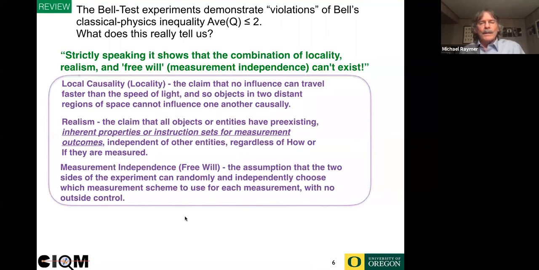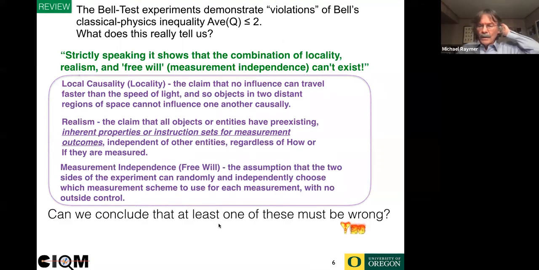And measurement independence says that the two sides of the experiment can randomly and independently choose which measurement scheme to use for each measurement, with no outside control or tampering, or as in an election, we would call it rigging. So, but only if we assume that all three of these statements are true, can we prove that Q should be less than 2. So because Q is not less than 2 in experiments, we have to conclude that one or more of these is wrong. All right, so that's what we conclude.